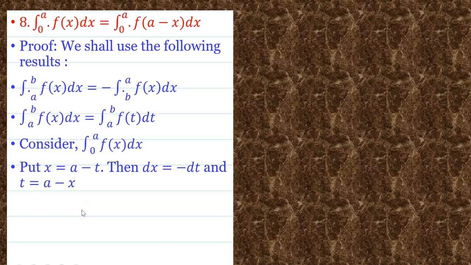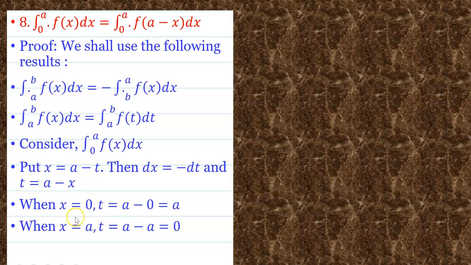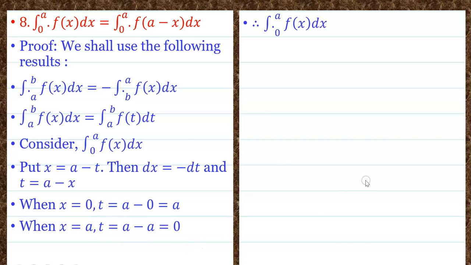आता लिमिट्स घेणार, when the lower limit is 0, that is x is replaced by 0, then you will get t is equals to a, and when x is equals to a, then t is equals to a minus a, that is t is equals to 0. Okay, and therefore our integral become, ही लेफ्ट हँड साइड आपण कन्सिडर केलेले, आणि त्याच्यावरून आपल्याला राईट हँड साइड दाखवायची आहे. इंटिग्रल 0 टू a f of x dx is equals to इंटिग्रल a टू 0, आपल्याला लोअर लिमिट a मिळालं होतं, अपर लिमिट 0, f of a minus t ब्रॅकेट कंप्लीट, here x is replaced by a minus t, and dx ची व्हॅल्यू किती आली तर मायनस dt.